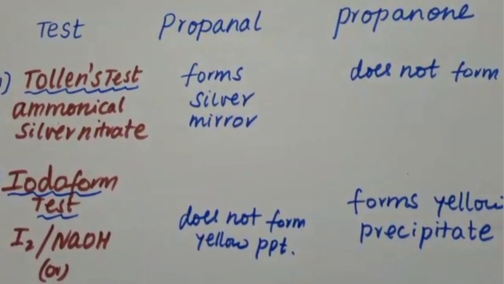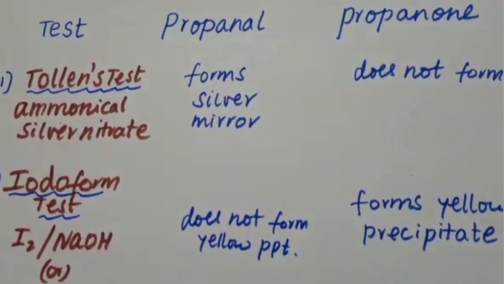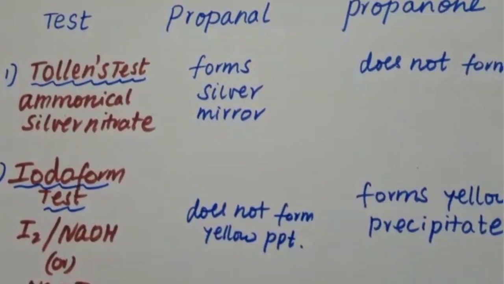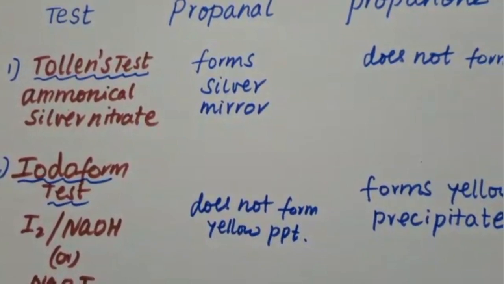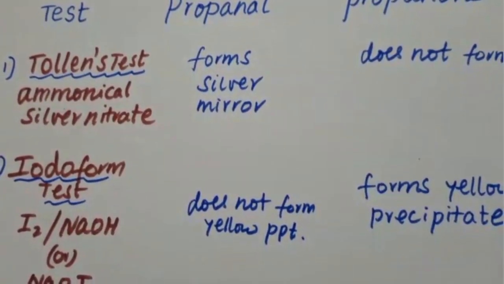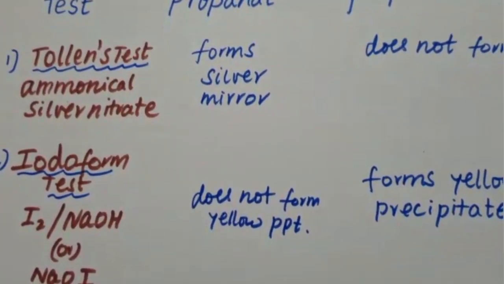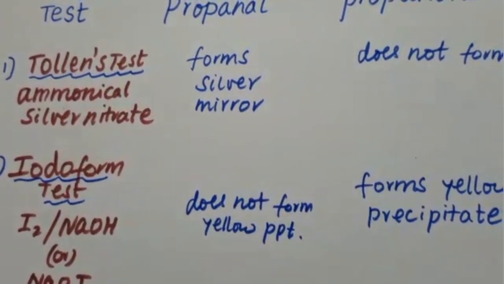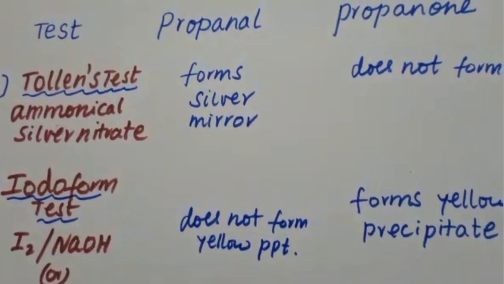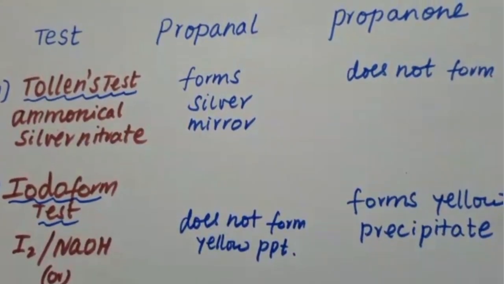Another test, a positive test for propanone: iodoform test. So the reagent is iodine in presence of NaOH, or we say NaOI, sodium hypoiodite. So propanal does not form any iodoform precipitate, whereas propanone forms iodoform precipitate.